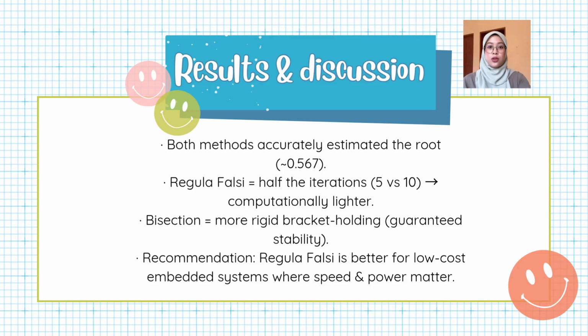So, what do these results mean? Both methods successfully found the root, roughly 0.567. The key difference is efficiency. Regula falsi gave us a highly accurate answer in half the number of iterations, while bisection is more rigid and foolproof. The computation saving of regula falsi gives it a clear advantage in real-time, low-cost applications like a portable thermistor sensor.